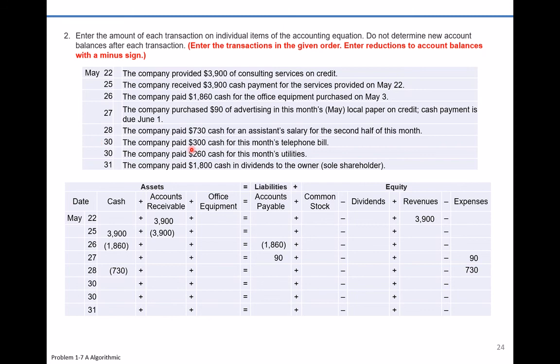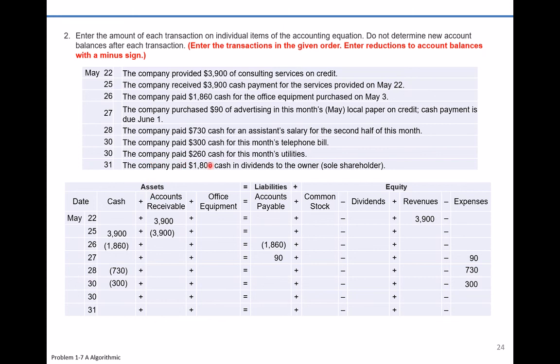So the company paid $300 of cash for this month's telephone supplies. So what happened to cash? Did it go up or down? Cash went down by how much? $300. And that telephone bill that they paid, what is that to the company? It's an expense. Telephone expense. So expenses go up by how much then? $300 as well. 2 more and we'll be done.